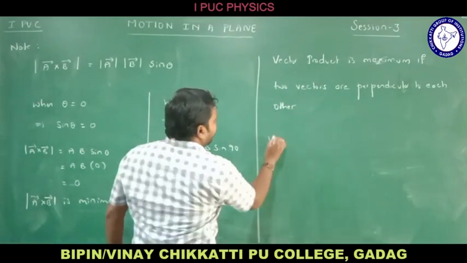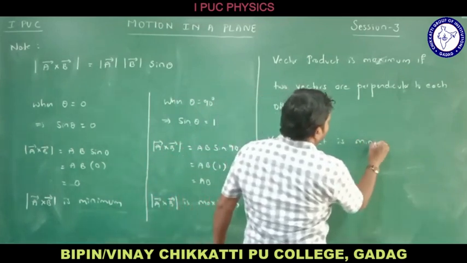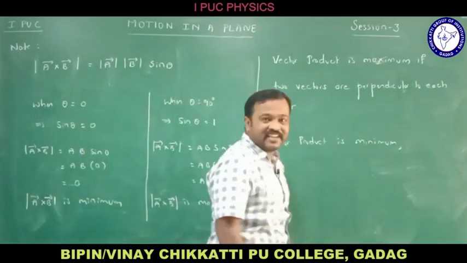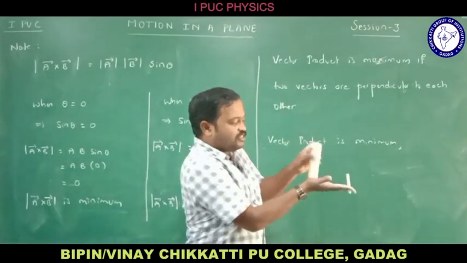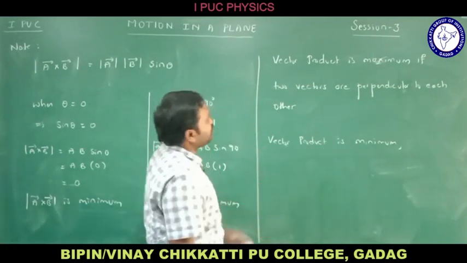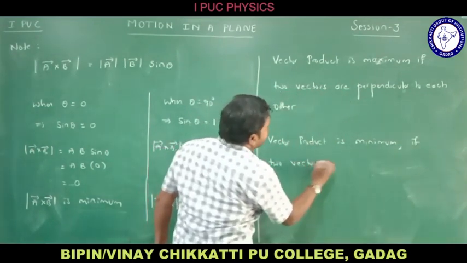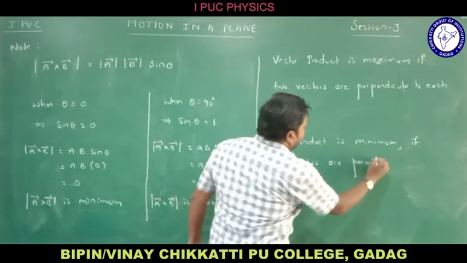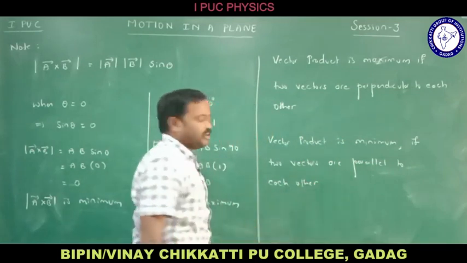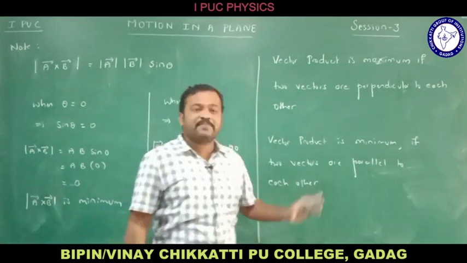Now let us find when vector product is minimum. When is vector product minimum? When theta is equal to 0 degree. What is theta equal to 0 degree? This is A vector, this is B vector. Theta equal to 0 degree means they must be parallel to each other, right? Vector product is minimum if two vectors are parallel to each other. It is just the opposite of scalar product, right? So vector product is maximum when they are perpendicular to each other. Vector product is minimum when they are parallel to each other, right?